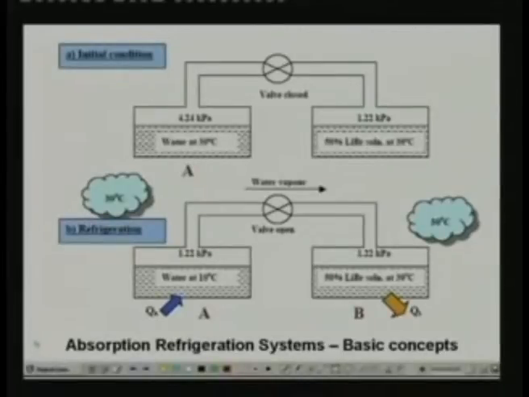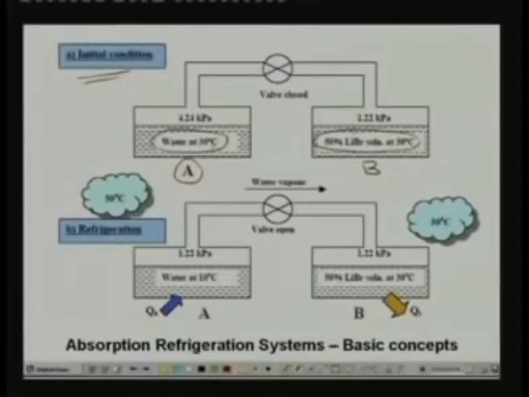What I have shown here, let us look at the initial conditions. Initially, we have two vessels A and vessel B. Vessel A consists of pure water at 30 degree centigrade, and vessel B consists of a solution of water and lithium bromide, 50% lithium bromide by mass.